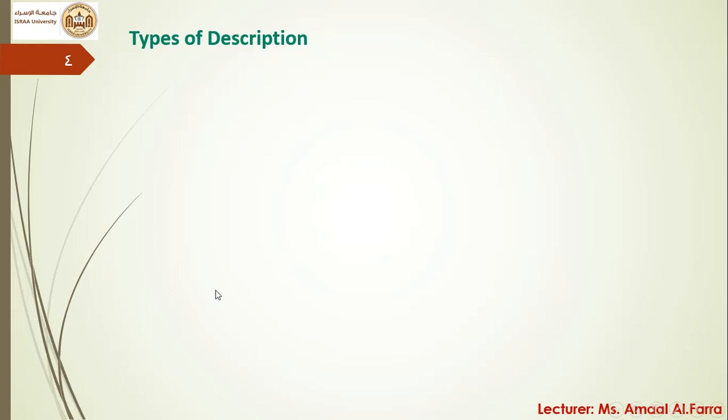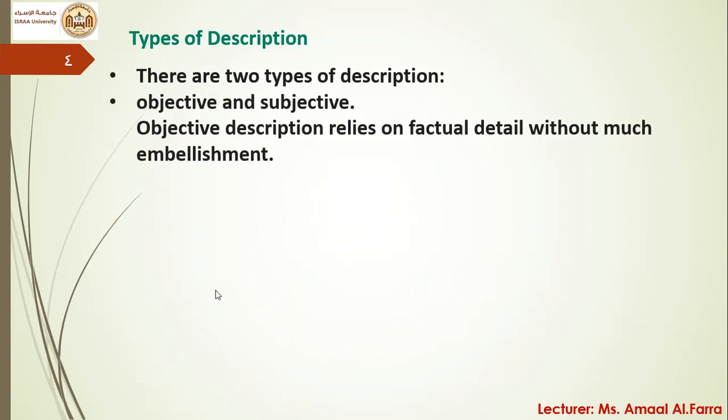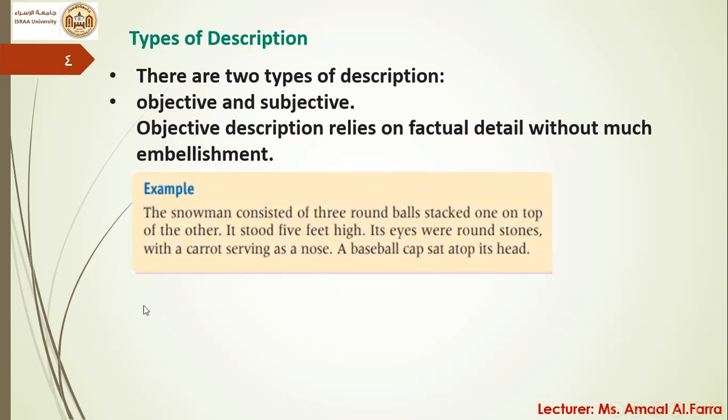There are two types of description. One is called objective and the other is called subjective. Objective description relies on factual detail without much embellishment, okay? There are no feelings. It does not add any feelings to the paragraph. Let's see. When I say the snowman consisted of 3 round balls stacked one on top of the other, it stood 5 feet high. Its eyes were round stones with a carrot serving as a nose. A baseball cap sat atop its head.